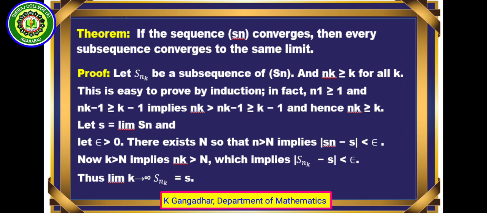So from this we say that the limit of Snk is s. Here we take the sequence Sn whose limit is s, and here we show that the limit of Snk is also s. Therefore, if a sequence converges to s, then its subsequence Snk also converges to s.